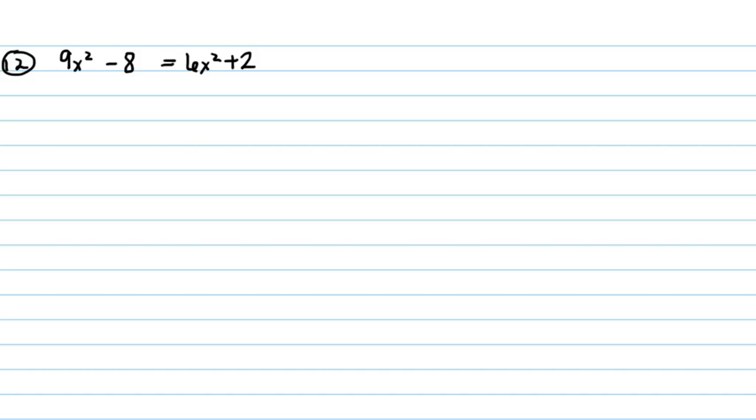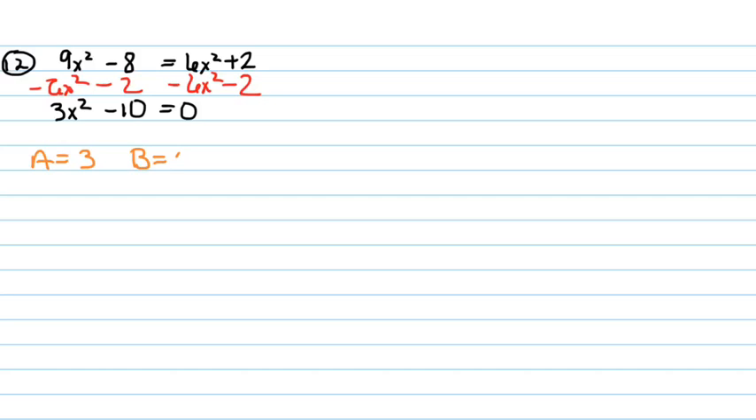Going on to 12. We need to get everything moved to one side again. And we end up with 3x squared minus 10 equals 0. So when I find my A, B, C, A is 3, B is 0, and C is negative 10.